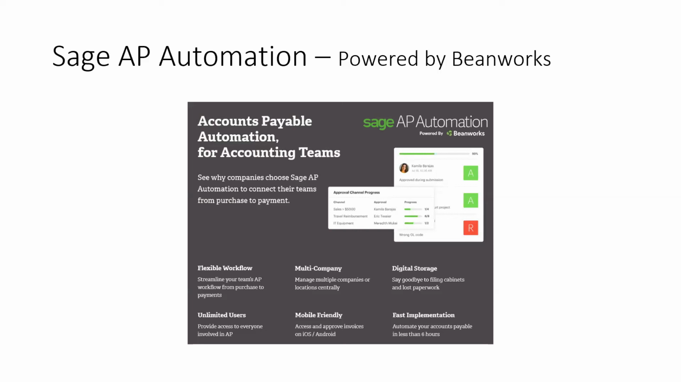It's also mobile friendly. Approvers can receive an email notification of an invoice that they need to approve and access it right there from their phone. So it really helps streamline the accounts payable approval processes and workflow. And if you're interested in learning more about Sage AP Automation, my contact information is in the chat window. You can just reach out to me after the webinar.